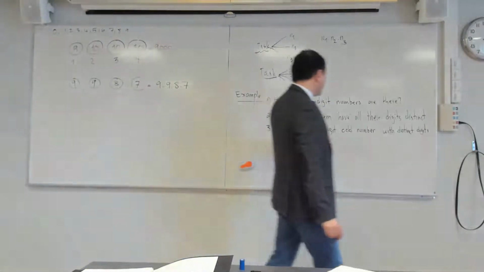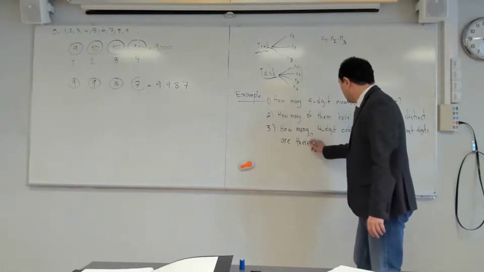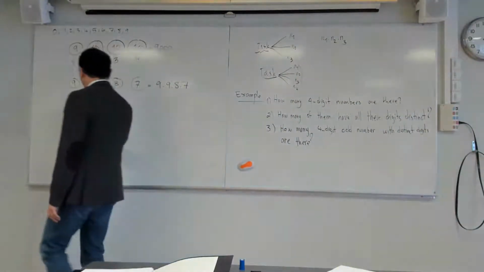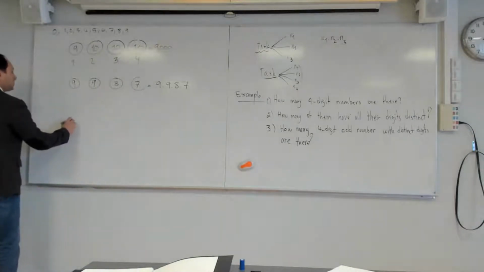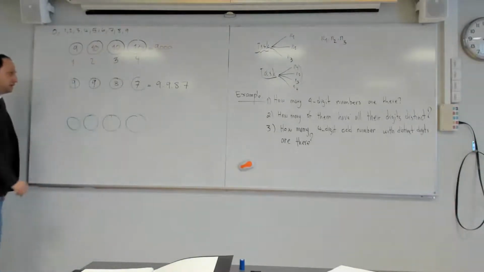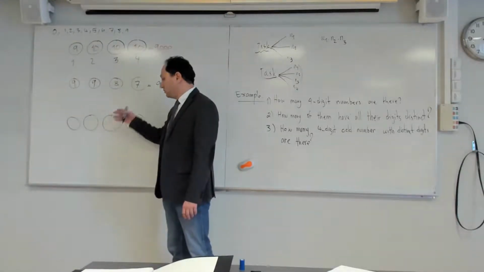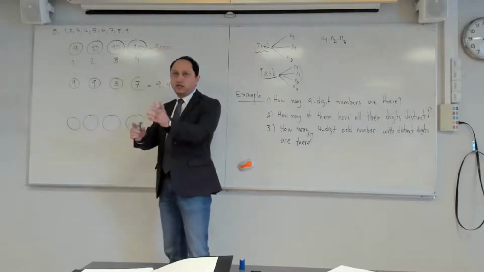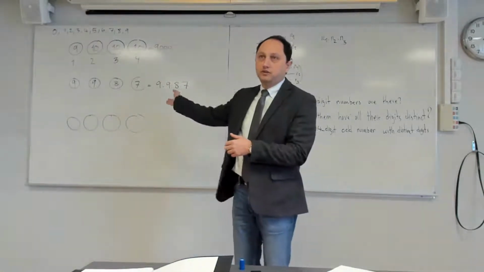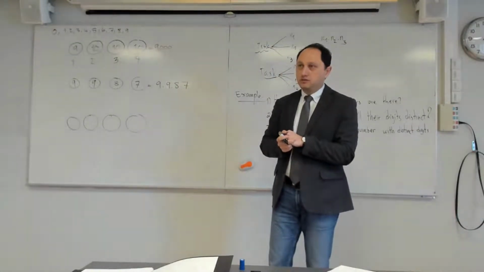How many 4-digit odd numbers with distinct digits are there? Okay, so now we go here. So 1, 2, 3, 4. You can start with any of them, but you need to learn. Sometimes by changing the order you can solve the problem. So which one do you want to choose as stage 1? And which one do you want to choose as stage 2?